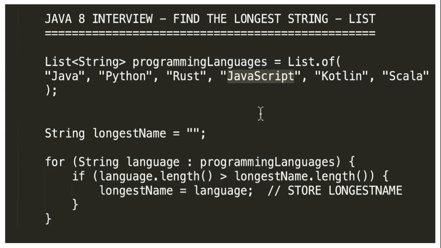So how will I do it before Java 8? I'll use a for loop. I iterate string by string, and for each string I'll get the length, and if the length of the current string is greater than the previous string, I'll store it in the longest string variable. How can I do the same thing using Java 8 syntax?